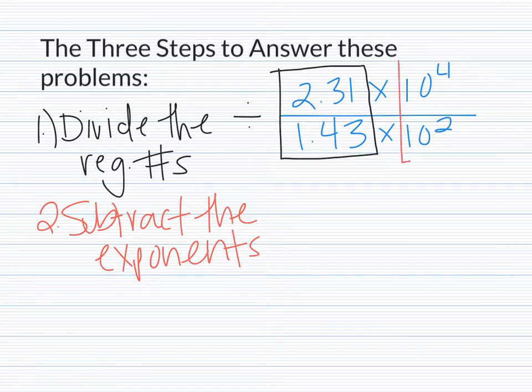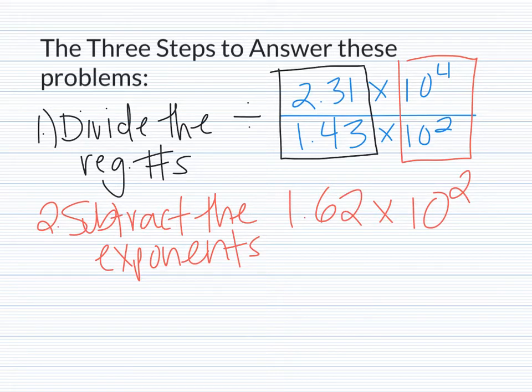So I take these two numbers, and I know that my answer is still going to be in base 10, and I just subtract my exponents. So 4 minus 2 is 2. And once again, if you take your calculator or you do this with me and you divide our regular numbers, we would get 1.62, rounding to the nearest hundredth place.